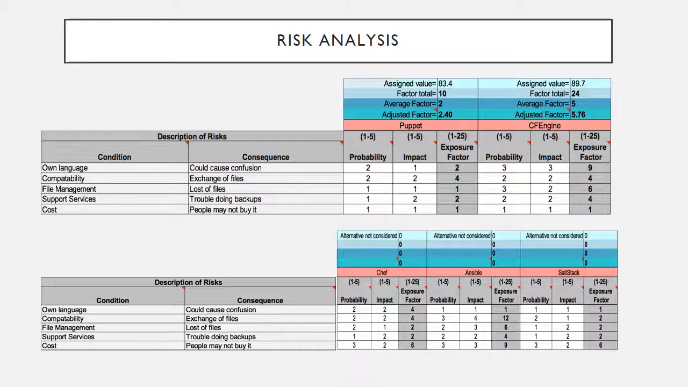It's going to be the same for impact, and we want to multiply those values, and it's going to give us an exposure factor, and at the end, the sum of these values is going to give you a total factor. So we have 24 as a total factor for CF Engine, and we have 10 as a total factor for Puppet. And we have an average factor, and we have an adjusted factor. This adjusted factor is going to be subtracted from the scores that we got in the evaluation criteria in the previous step, and we want to see the results at the end.